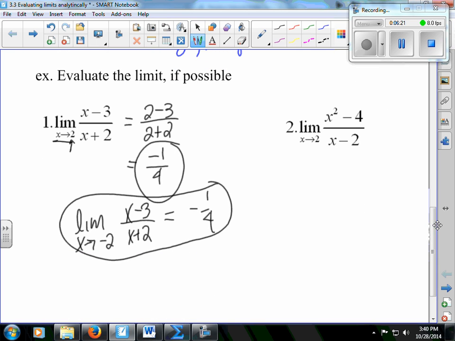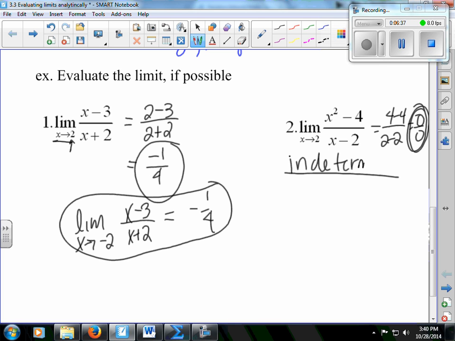All right, so I replace x with 2. And when that happens in the numerator, I get 4 minus 4, and in the denominator, I get 2 minus 2. This is 0 divided by 0, and 0 divided by 0 is called indeterminate. That is indeterminate. That means work harder to determine what the answer is.